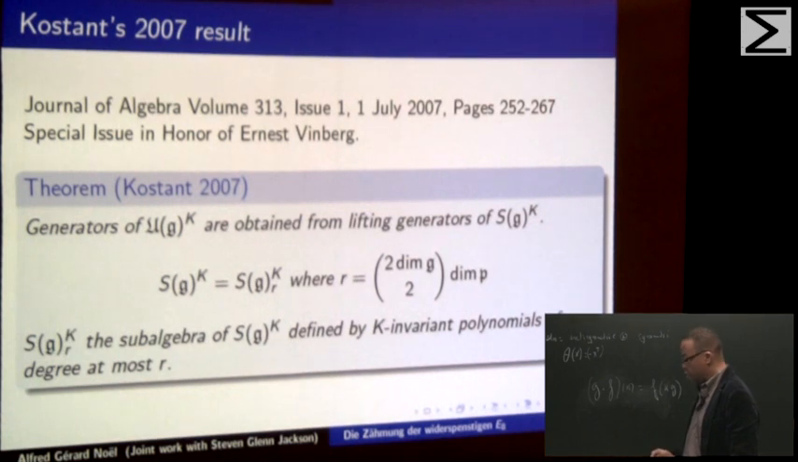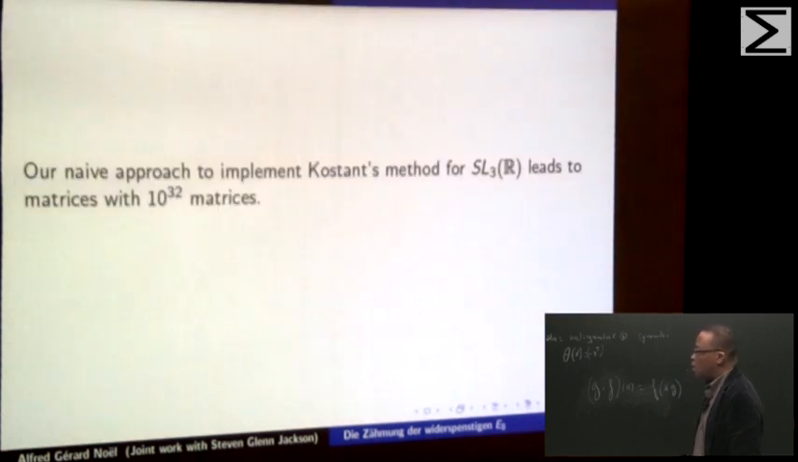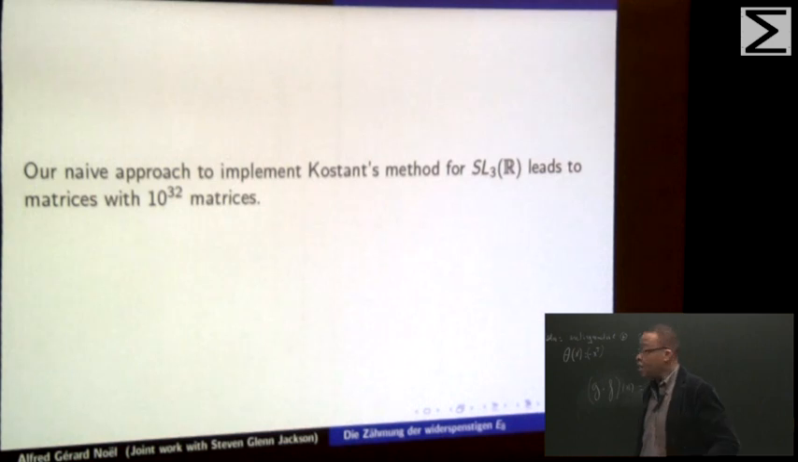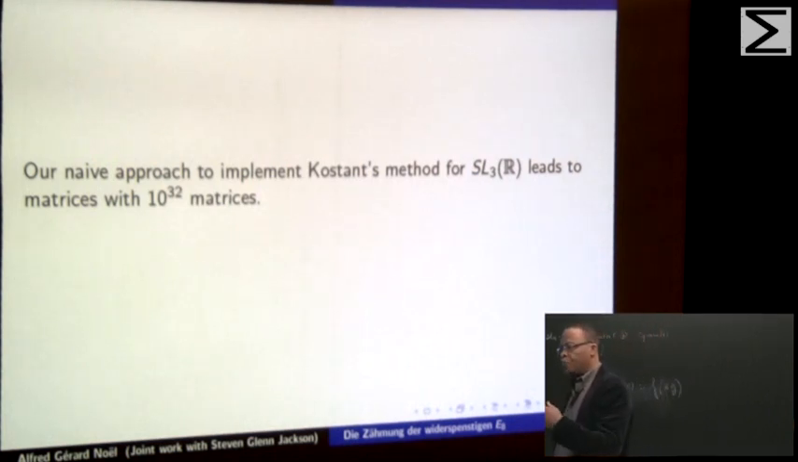Let me give you an idea what happened with Stephen and I when we tried. The naive approach would be to try to carry this out, and our computers kept on failing. We tried to make a computation to see what's going on, and the matrices that we are looking at would be of that size, so you can't go any further. Now, let me say that I'm not saying that perhaps there is no other way to do this using Kostant's result and what he has in his paper. But we were not able to do it. And we did spend a considerable amount of time trying to figure out what could be done. So what did we do?